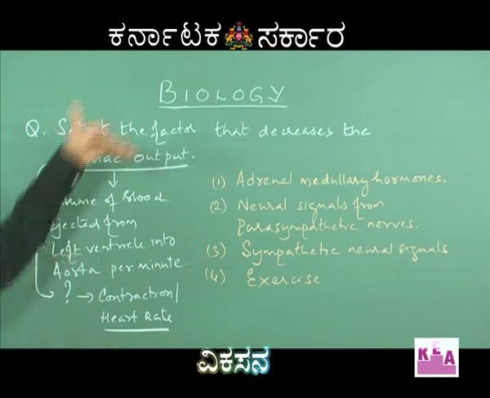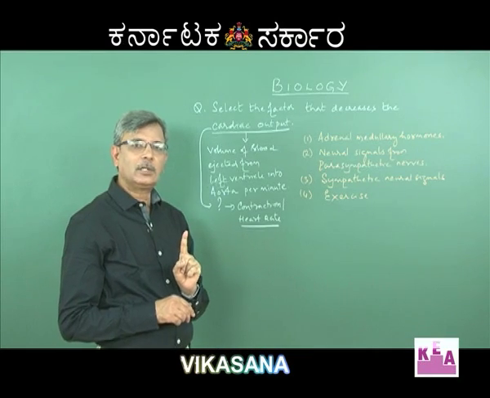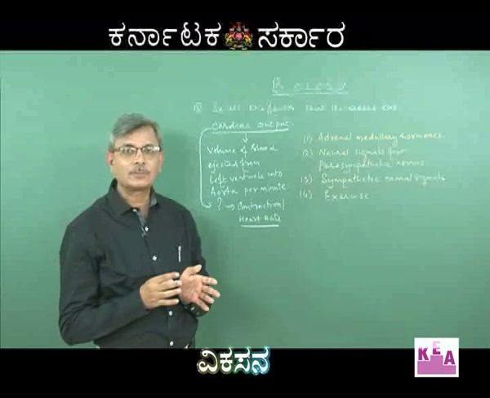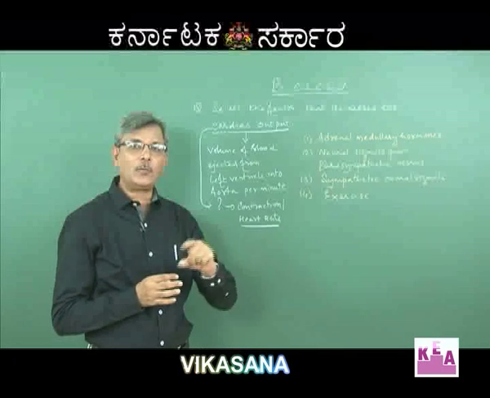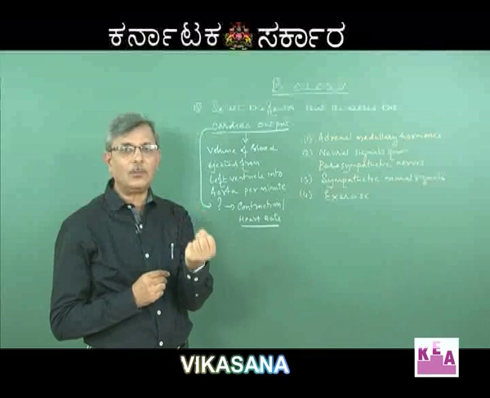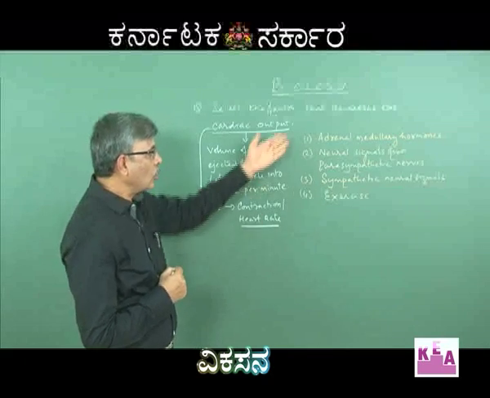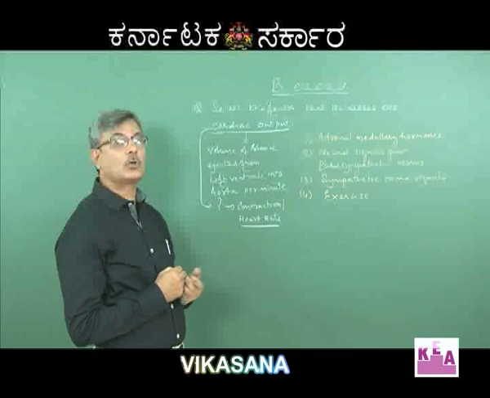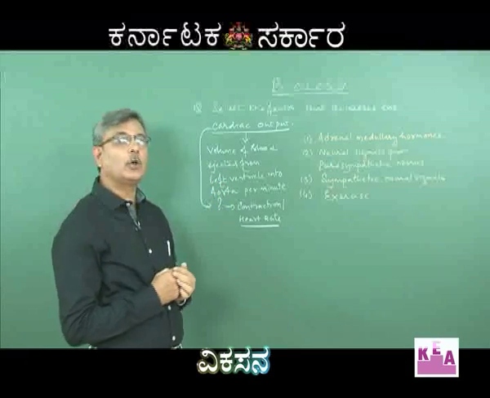Increase in heart rate increases the cardiac output, because cardiac output is determined by two factors. One is heart rate, the second one is stroke volume. Stroke volume is like tidal volume. Here, it is the volume of blood entering into the aorta from the left ventricle per ventricular systole, per contraction. So now let us look into the option which is responsible for increasing heart rate. In turn, it is going to increase the cardiac output, the minute volume of blood entering into the aorta from the left ventricle.